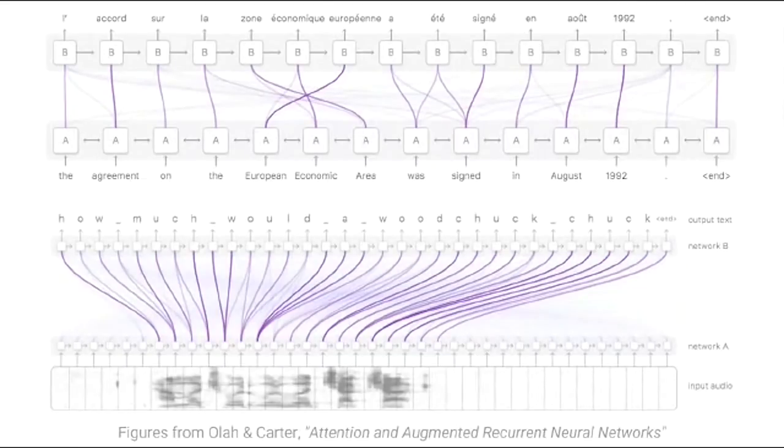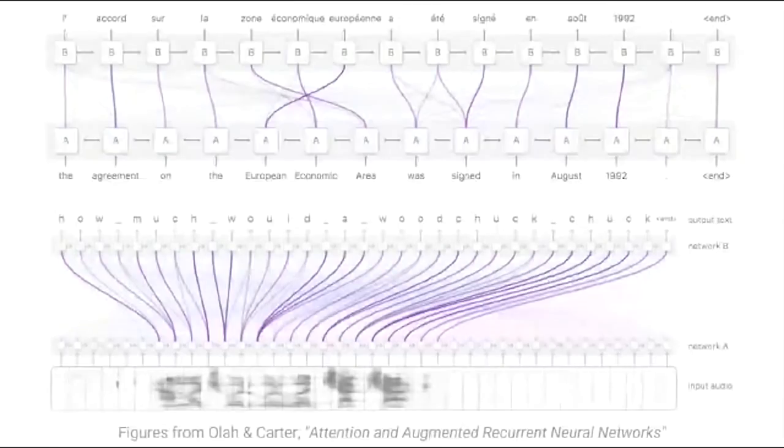Shown on this slide are sequence-to-sequence models with attention. Sequence models are models that transform one sequence to another using recurrent neural networks. And you can visualize where in the input the model was attending when producing each output element, which is what's shown here in the purple lines. So in the top, we're doing English to French translation. And you can see, for example, that when the model was producing the word économique in the French sentence, it was attending to the word economic in the English sentence.